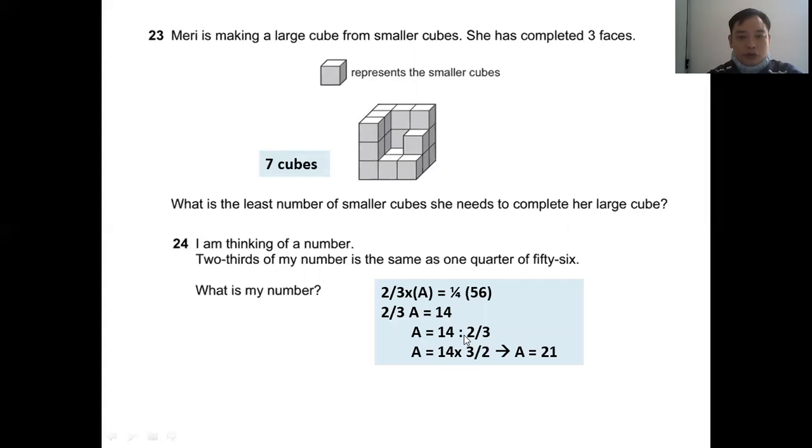So A equals 14 divided by 2/3, or A equals 14 multiplied by 3/2, because here is division. So you have to flip the fraction. So 14 multiplied by 3/2. So A equals 21. So 21 is the number that I'm thinking of.